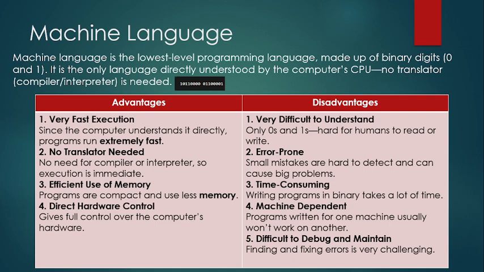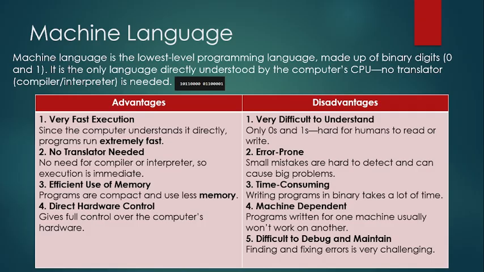So what are the advantages and disadvantages? The first advantage of machine language is very fast execution. Since the computer understands it directly, programs run extremely fast. Then, no translator needed for machine language. And efficient use of memory. Programs are compact and use less memory. And then direct hardware control. It can give full control over the computer's hardware.